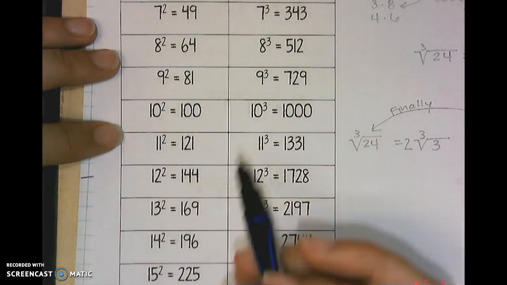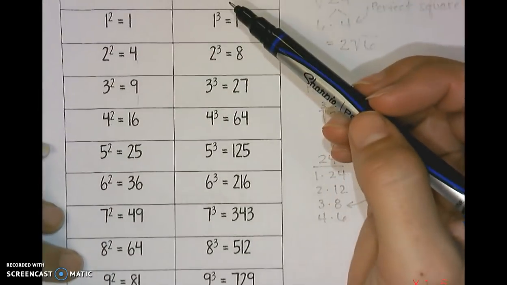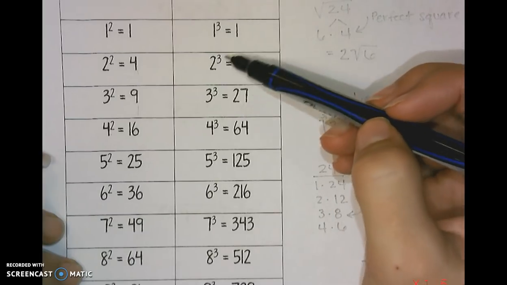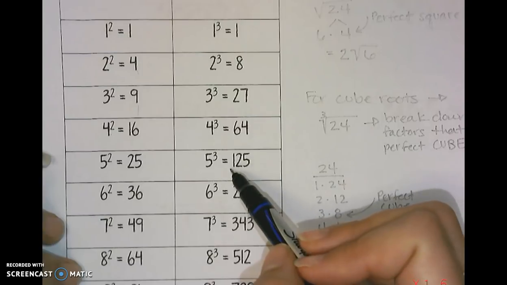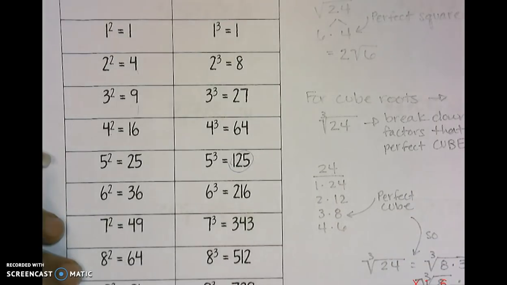Okay, so these are those, and then over here, these are your perfect cubes, because we don't do a lot of work with cubes, so I went ahead and gave you that list. So 1 cubed is 1, 2 cubed is 8, so on and so forth. That also means the cube root of 125 is 5, all right?